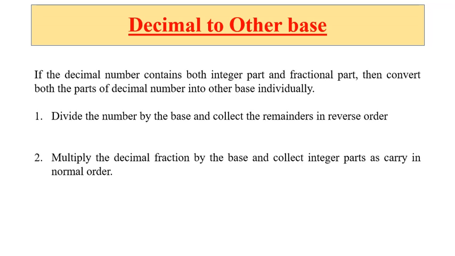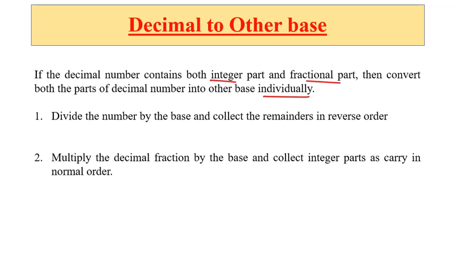To convert a decimal number into other bases, if the decimal number contains both an integer part and a fractional part, then convert both parts of the decimal number into the other base individually. That is, two procedures are used: one to convert the integer part of the decimal number into the other base, and one for the fractional part. In total, two procedures are involved.